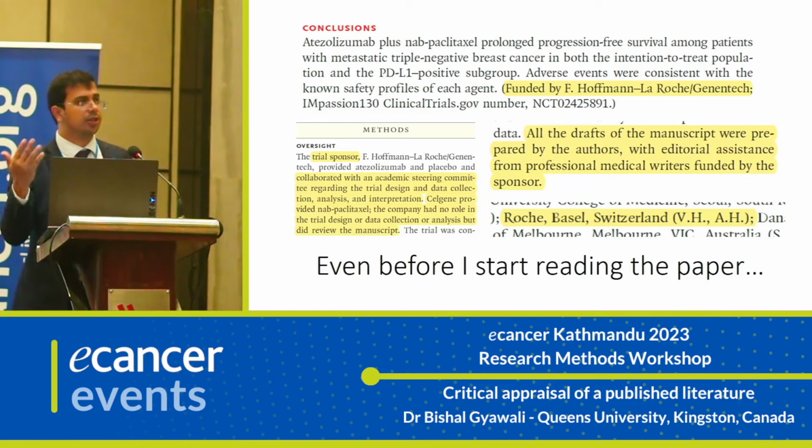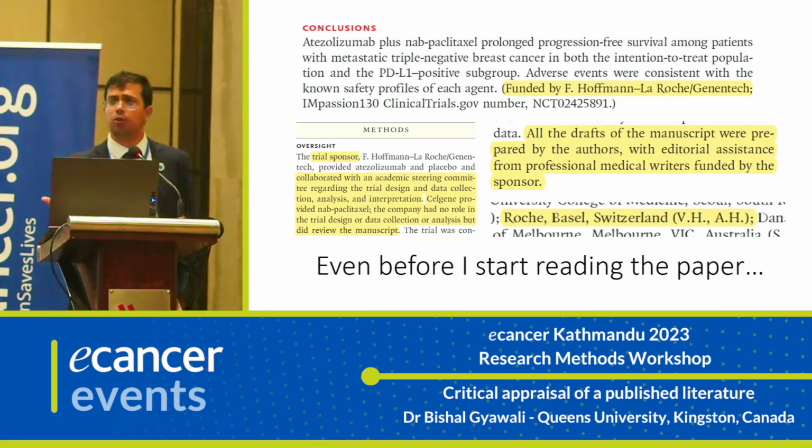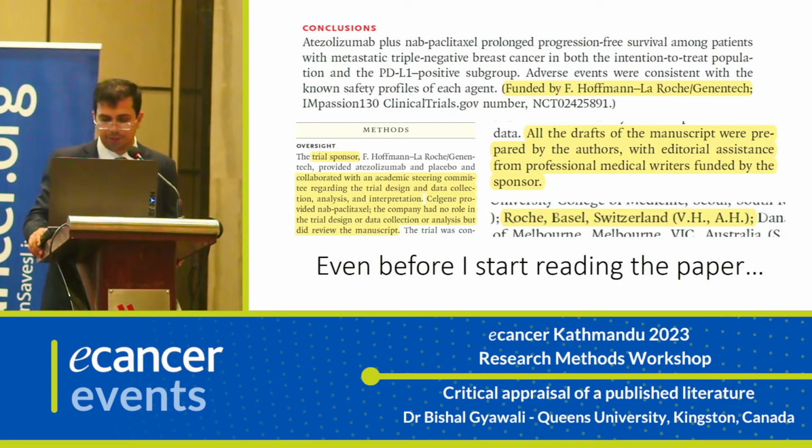So I get a phase 3 clinical trial report that I want to read. Even before I start reading the paper, I look at a couple of things that are of interest to me. The first is who funded the trial, who sponsored the trial. That is important to know because you have to put your critical hat on, more so if it is an industry-funded trial, because there is data to show that there might be bias and spin in those reports.